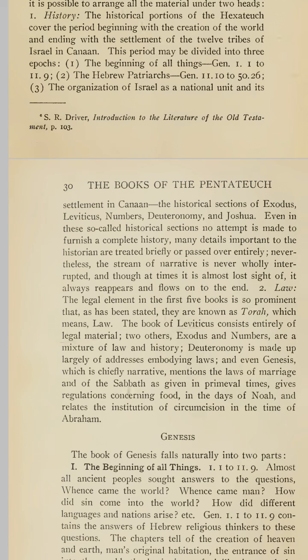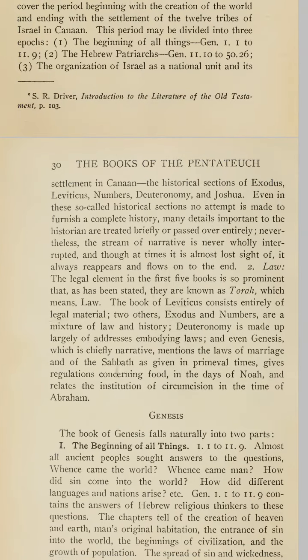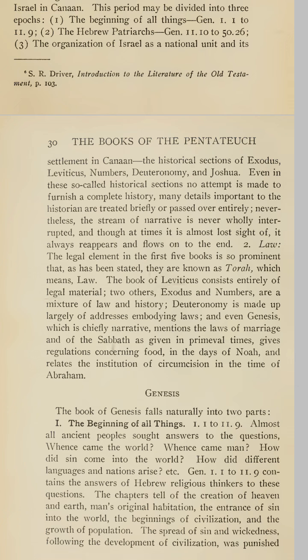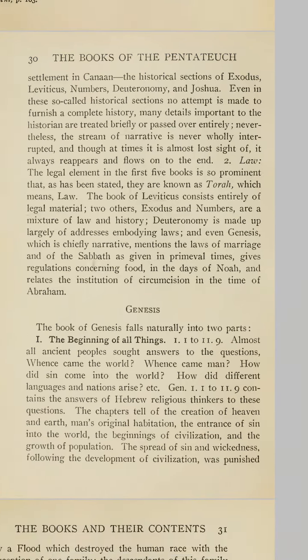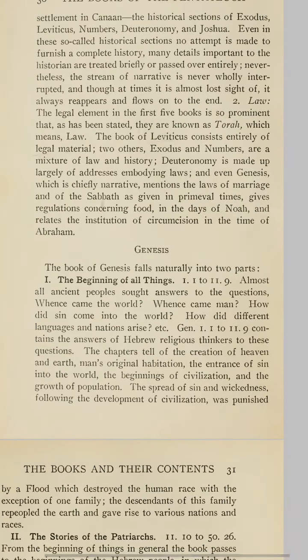1. The beginning of all things, Genesis 1:1 to 2:9. 2. The Hebrew patriarchs, Genesis 2:10 to 50:26. And 3. The organization of Israel as a national unit and its settlement in Canaan. The historical sections of Exodus, Leviticus, Numbers, Deuteronomy, and Joshua.